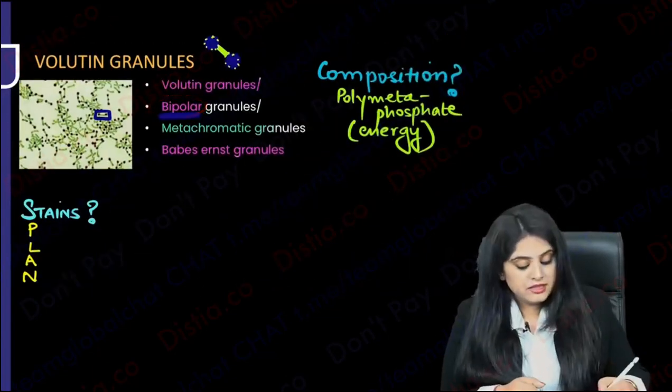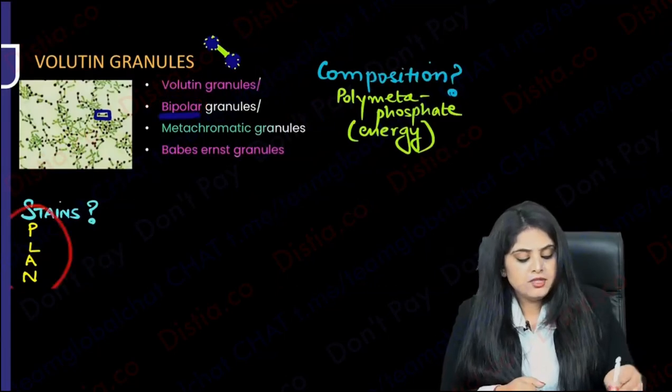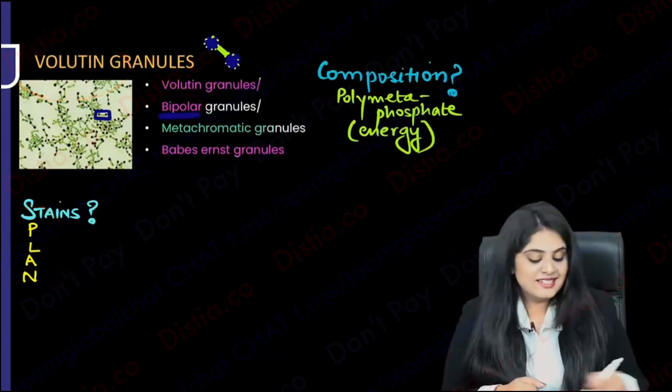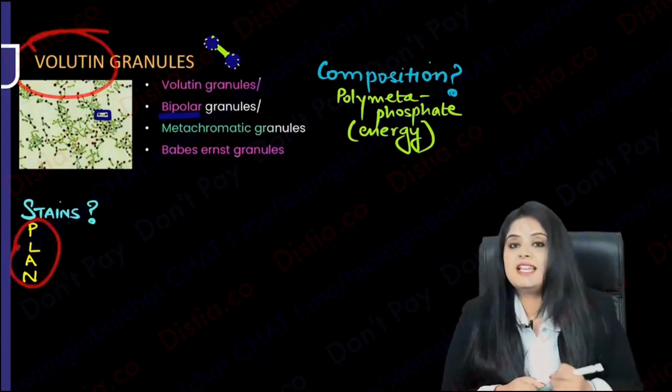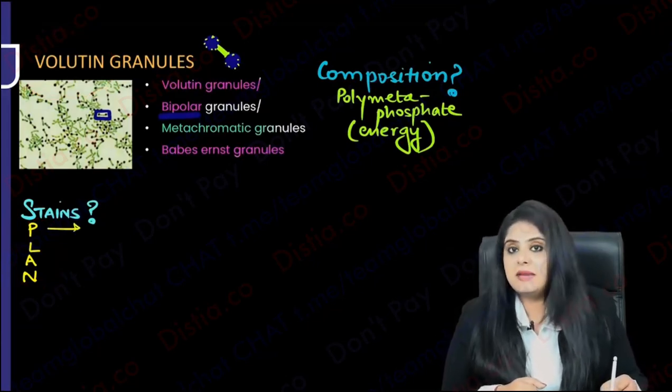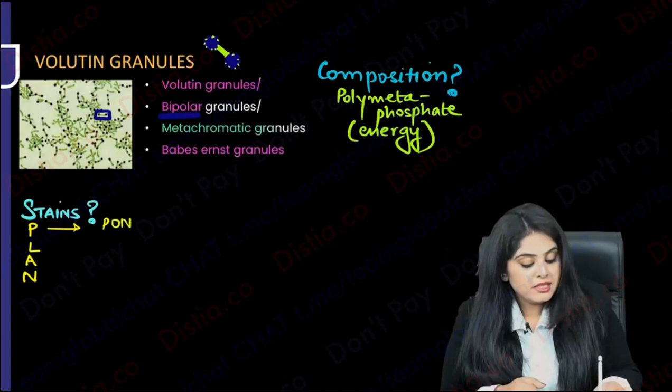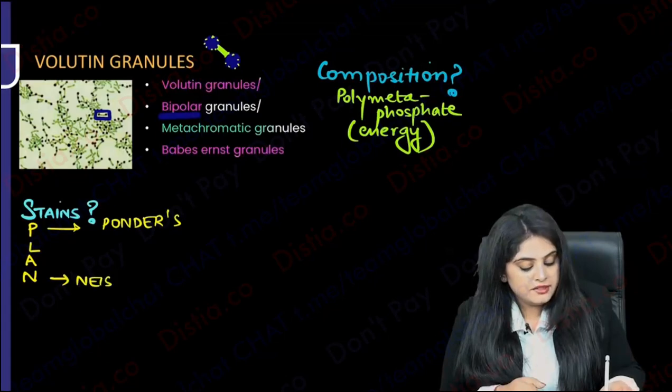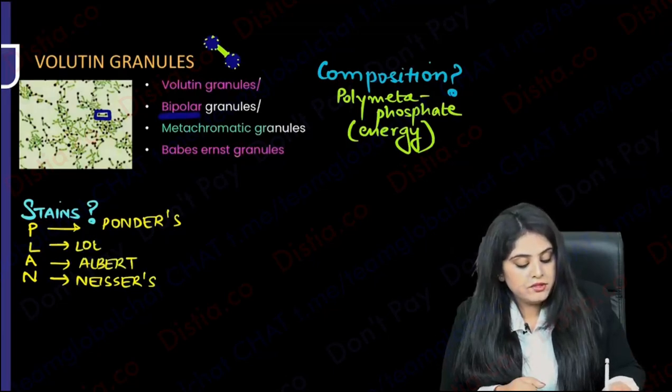First let me tell you the stains, guys. What is your plan for Valentine? Okay. What is your plan for Valentine? So my plan for Valentine, very sad plan that we are making microbiology plans for Valentine. But please remember there is something known as the Ponder stain. There is N for Neisser stain. There is A for Albert stain. And there is L for Loeffler methylene blue. Right? So everyone first learn what are all the stains that you have for volutin granules.